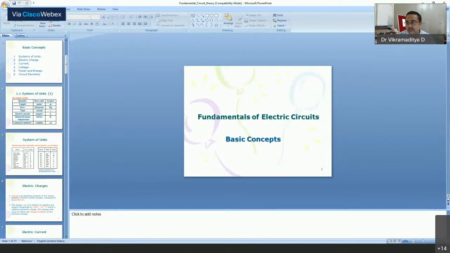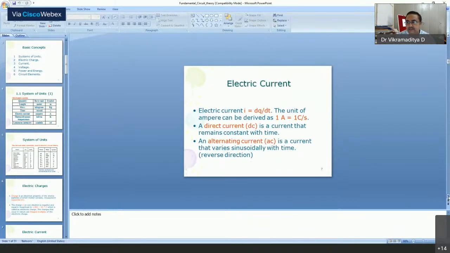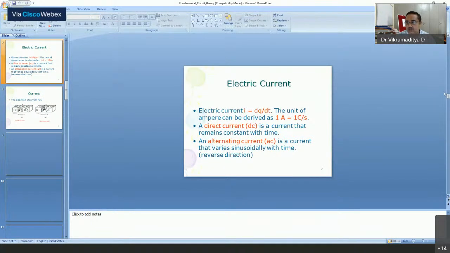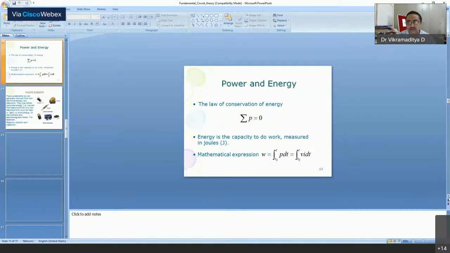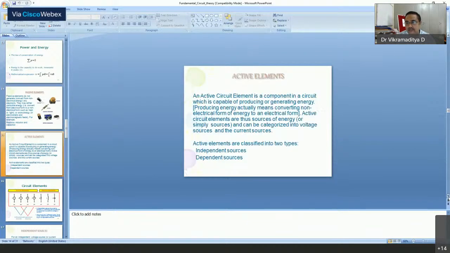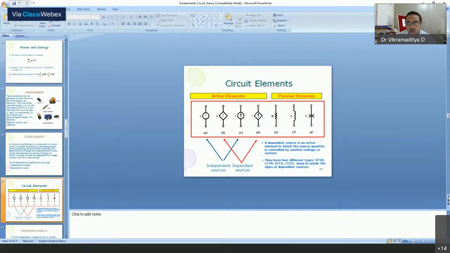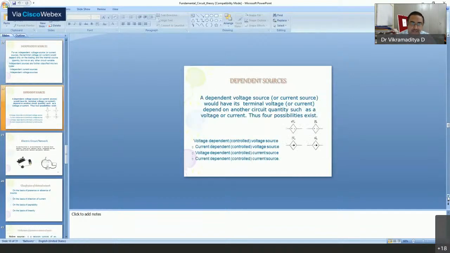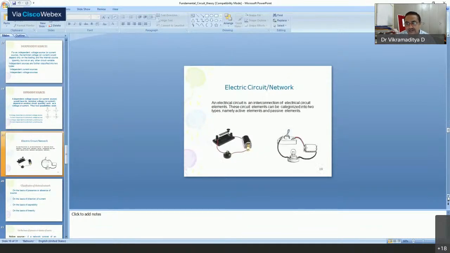Just for your revision, I would like to highlight that yesterday we talked about some more terms, which include the passive elements, the active elements, then the different types of sources. We also discussed independent sources, then dependent sources, and types of dependent sources. I have already elaborated, there are four dependent sources, and they will be frequently coming in your numericals. Then what is the electrical circuit or network?